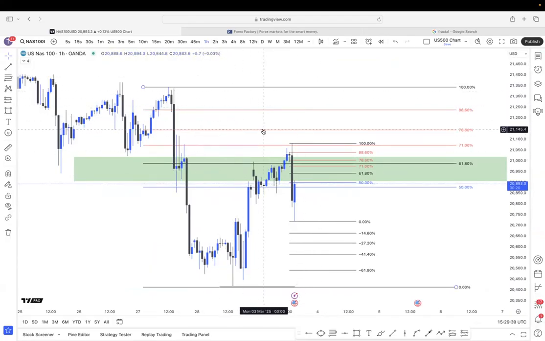We are going to go deeper in terms of really finding the high probable setups and things like that.